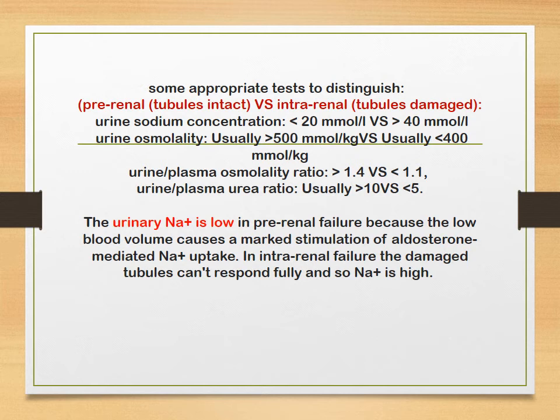Urine osmolality also: in pre-renal it is more than 500, while in renal it is usually less than 400 osmolality of urine. The urine to plasma osmolality ratio and the urine to plasma urea ratio, these four can also differentiate between pre-renal and renal intrinsic damage.